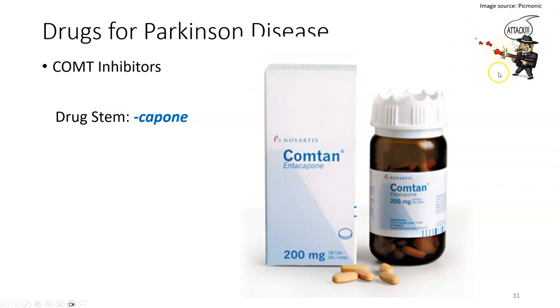So here we have kind of like Al Capone attacking the dopamine. The little gangster there, because the drug stem is capone, like Al Capone. Not completely spelled the same, but it's just one of those memory kind of things. So COMT inhibitors have the drug stem capone, and tolcapone is one of them, and it's known by the brand name Tasmar. And again, it's going to elevate the levels of dopamine, but it's not acting directly on dopamine.